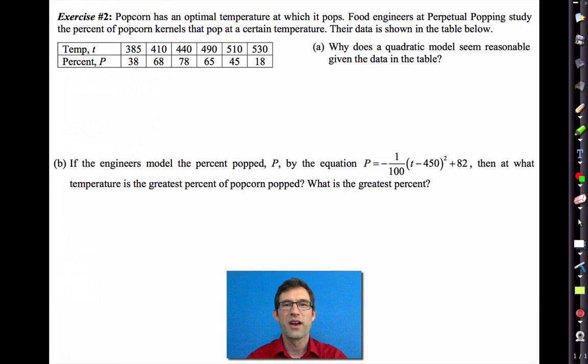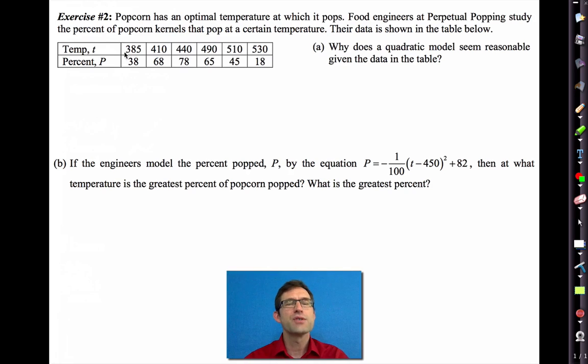Exercise 2. We've got a little popcorn going on. Popcorn has an optimal temperature at which it pops. This is actually very true. Too cool of a temperature, not enough pops. Too hot of a temperature, it burns, not enough of it pops. Food engineers at Perpetual Popping study the percent of popcorn kernels that pop at a certain temperature. Who writes this stuff? That would be me. Their data is shown in the table below.